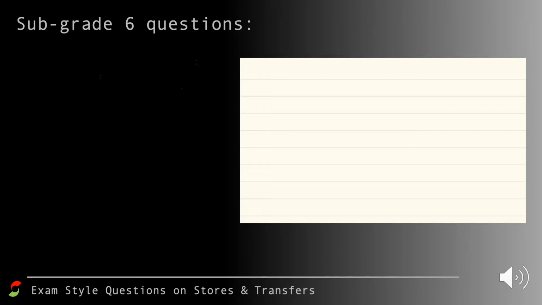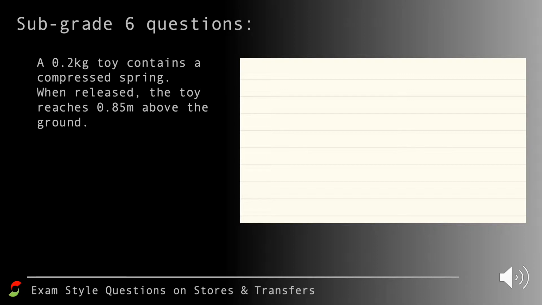This is going to be relatively straightforward. We've got a 0.2 kilogram toy, and it's a spring-based toy, and when it's released, it reaches a height of 0.85 meters above the ground. All the information is in that section there. If we look at the units, they are correct: we've got 0.2 kilograms and 0.85 meters. We don't need to do anything else with the data there, so it's a relatively easy introduction to this question.